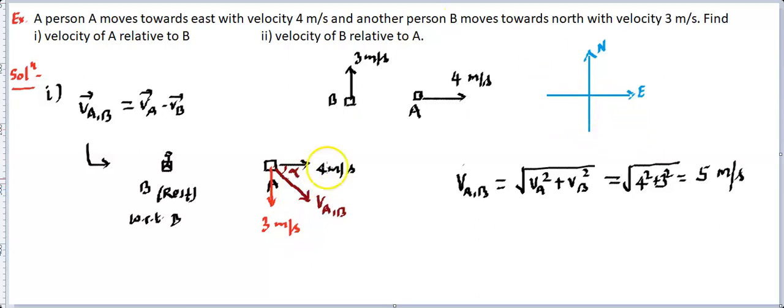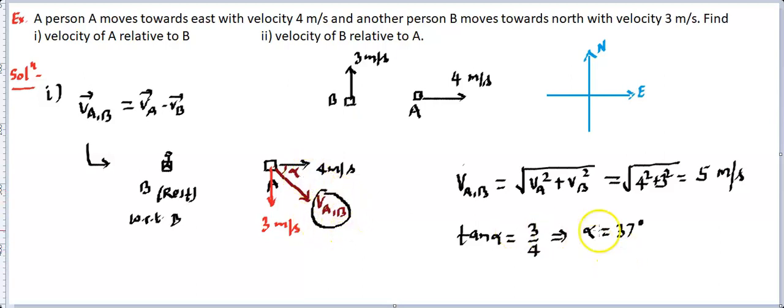So you might be asked where that is moving. So we can say from the east direction, alpha angle towards south, right? And what that alpha is, we can find. So let's find that alpha. So tan alpha becomes equal to this component divided by this component. You know that because of the vector laws, so this becomes 3 by 4. Whenever tan alpha is 3 by 4, then you can call alpha as 37 degrees. That means the velocity of A as seen by B will be at 37 degrees towards south from the east.